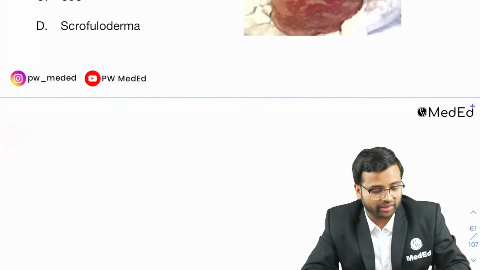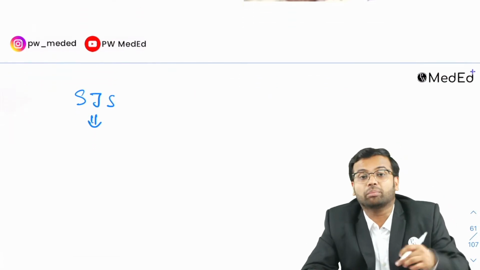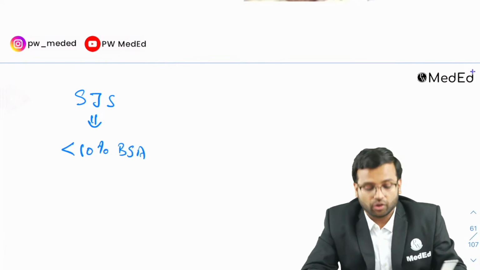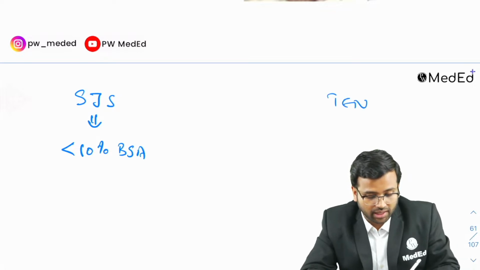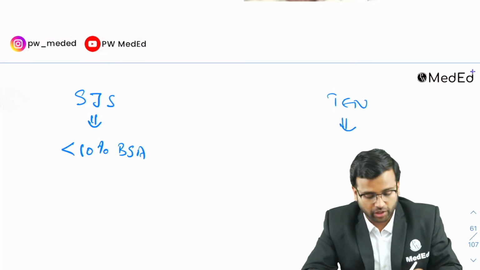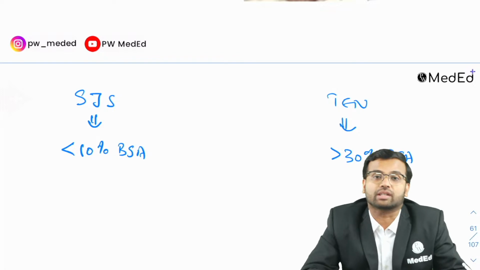See, how do you divide this thing? Like in Stevens-Johnson syndrome, the total body surface area that is involved is usually going to be less than 10% body surface area. Whereas when it comes to toxic epidermal necrolysis, the body surface area that is involved is usually going to be more than 30% of body surface area.